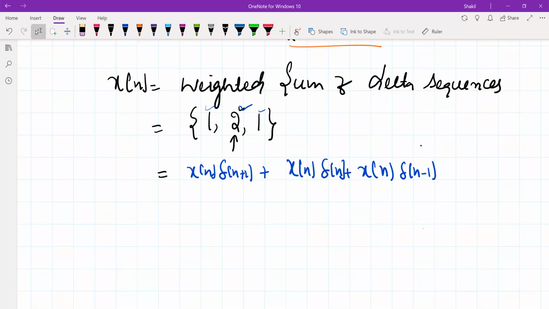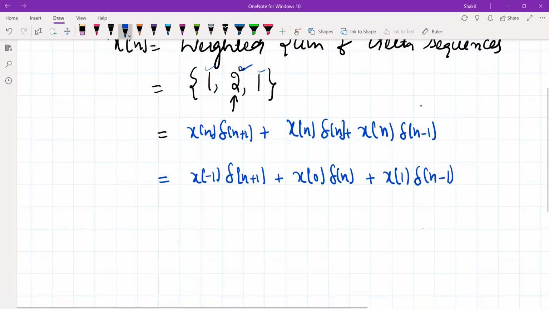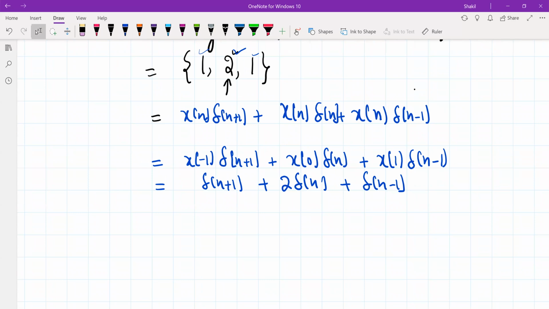So this is how we resolve our signal. When we multiply x of n with delta n plus 1, it gives us the value of the sequence at n equal to minus 1, this gives us the value at n equal to 0, and this gives us the value at n equal to 1. If we substitute the values, x of minus 1 is 1, so it will be simply delta n plus 1. x of 0 is 2, so it will be 2 delta n. x of 1 is 1, and that will be simply delta n minus 1. So this is how we resolve the x of n sequence.